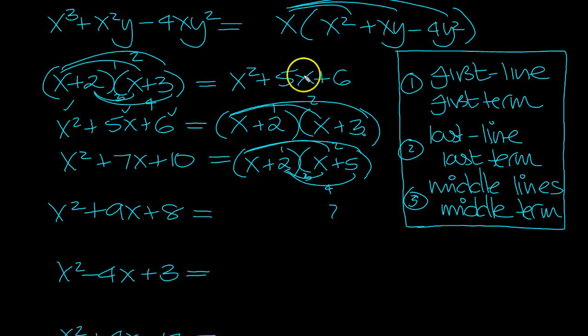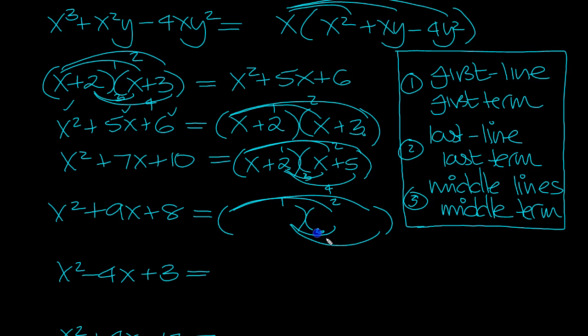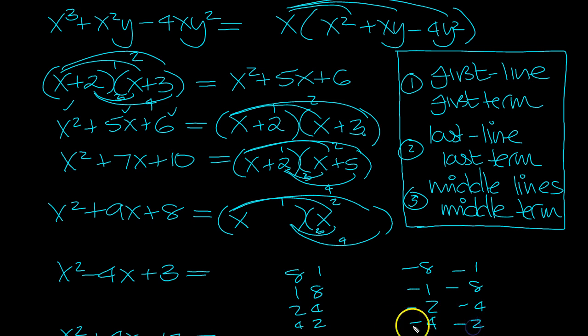Okay, next one. X squared plus 9x plus 8. So, again, pair brackets. 2 lines for the first, 2 lines for the second, lines 1, lines 2, lines 3, lines 4. Okay, so first line, first term then is x squared, so that would be an x and an x. The last line, last term is an 8, so that's 8 ones, 1 8s, 2 4s, 4 2s, minus 8 minus 1, minus 1 minus 8. These are all the possible combinations that give two numbers that give rise to a product of 8.